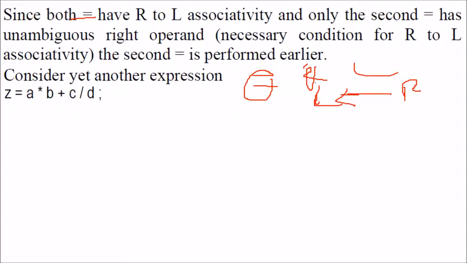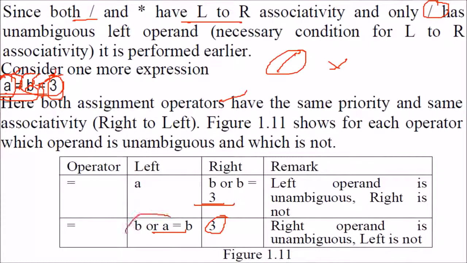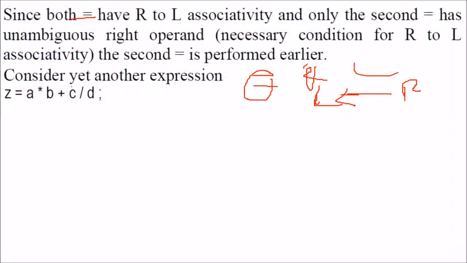And only the second one has the right operand value as unambiguous. So we'll take the second one first. This will be applied first.